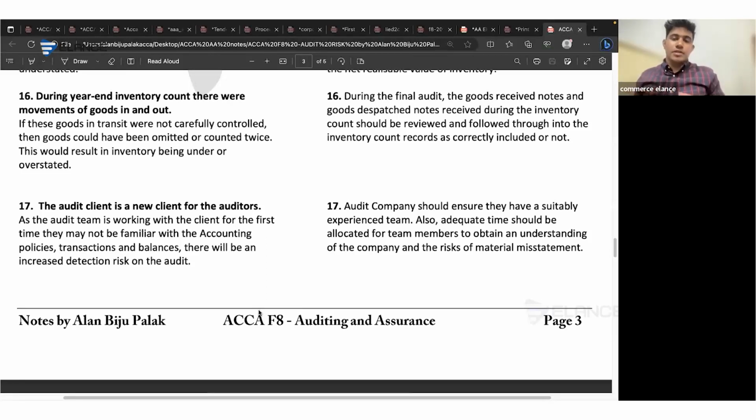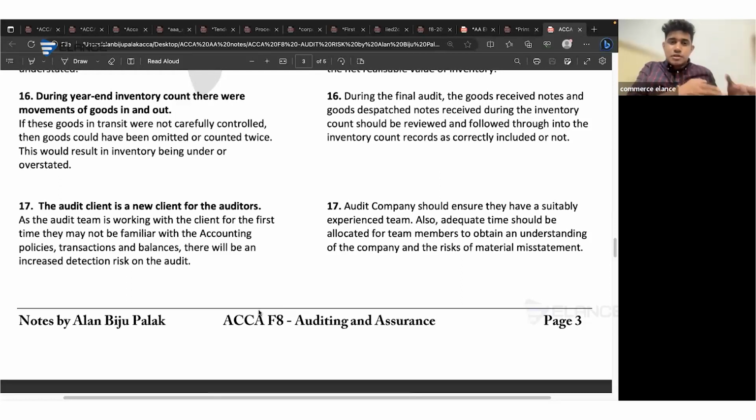So likewise, we need to give the response. So we'll be stating that as an auditor, we need to use a suitably experienced audit team, and the team should spend sufficient time on understanding about the entity as well as identifying the risk of material mistake that might arise for the client company. So this is how you need to clearly state the risk as well as the response part.